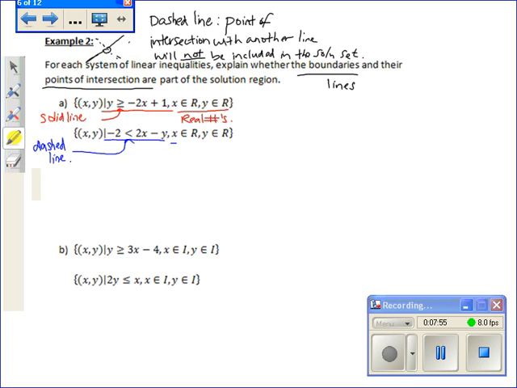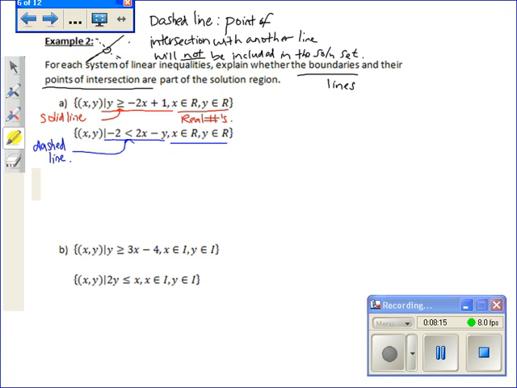These are also real numbers, and I use a dashed line anytime I have a strict inequality, whether it's real numbers or whole numbers or integers, doesn't matter. Inequality signs without the equal sign, always use a dashed line. So even though I haven't graphed the system, I know I'm going to have a dashed line and a solid line.